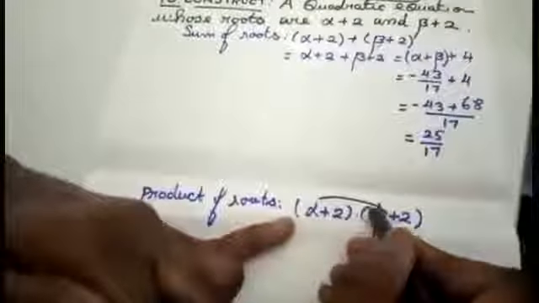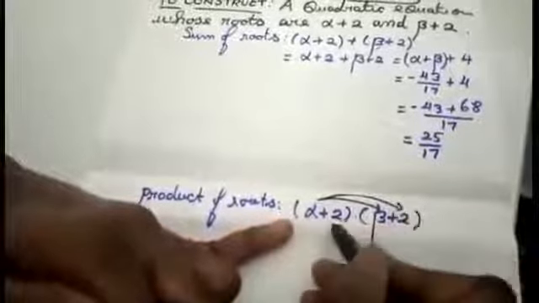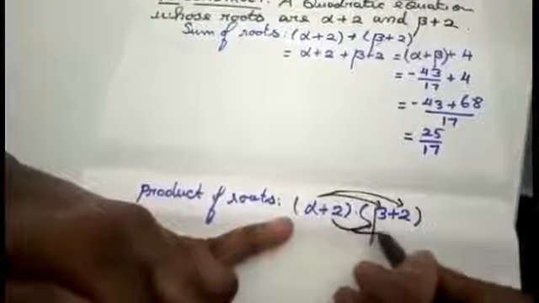Now I am going to find the product of roots. That is, product of roots is nothing but I am going to multiply alpha plus 2 into beta plus 2. So how I am going to multiply here, students? That is alpha into beta, alpha into 2, 2 into beta, 2 into 2.